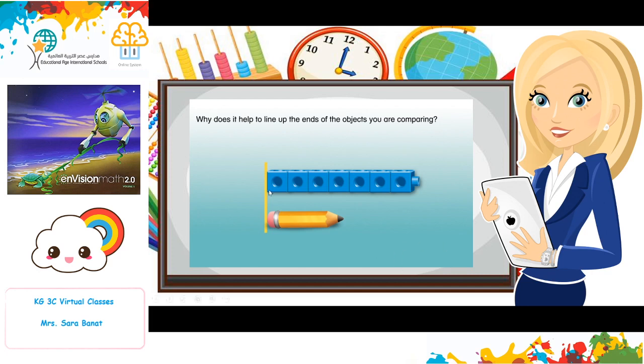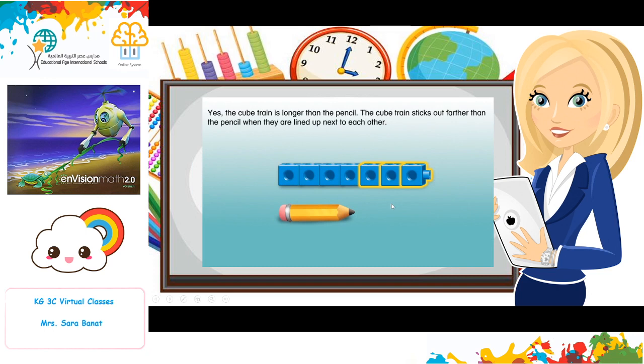If you notice here, this is the end of the cubes and this is the end of the pencil. I will put a line here to know where I should start counting from. If you notice, this pencil's length equals 1, 2, 3, 4 cubes. So how many extra cubes are longer than the length of the pencil here? 1, 2, 3. Great job, everyone. So 3 cubes are longer than the length of the pencil.